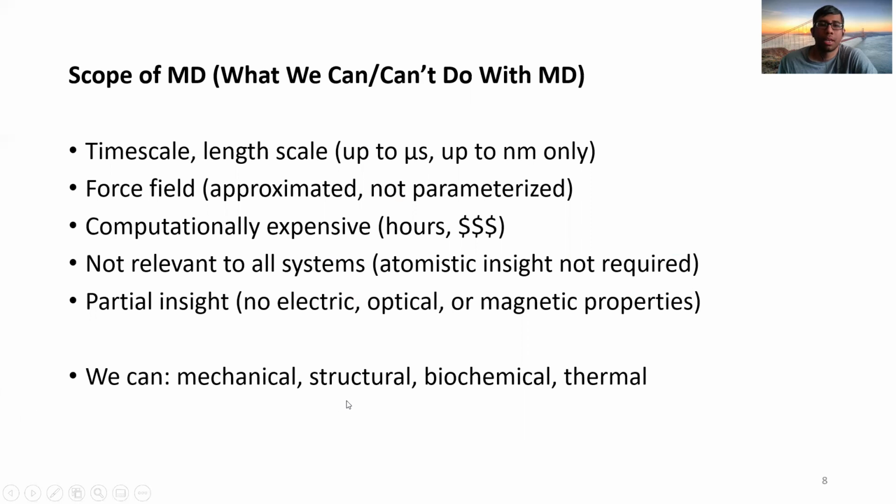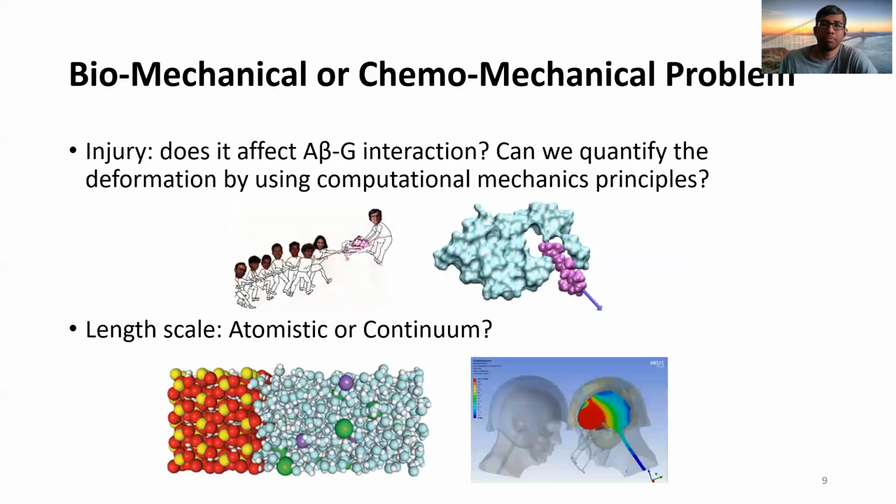But we can definitely solve a lot of mechanical, structural, biochemical, or thermal problems, and we can get particular insights at atomistic level by using this particular method or tool. So that's why we use MD. And if we want to pose it in terms of a biomechanical or chemo-mechanical problem, we can solve research questions like whether a particular protein-to-protein interaction is getting affected, whether we can determine the atomistic level of deformation by using computational mechanics principles, or we can get a lot of atomistic level insight. But if your system is too big, we'll probably have to leave the atomistic approach and go to continuum level modeling or an experimental approach if it's appropriate. So it's very important to really think through your problem to find the most appropriate solution.